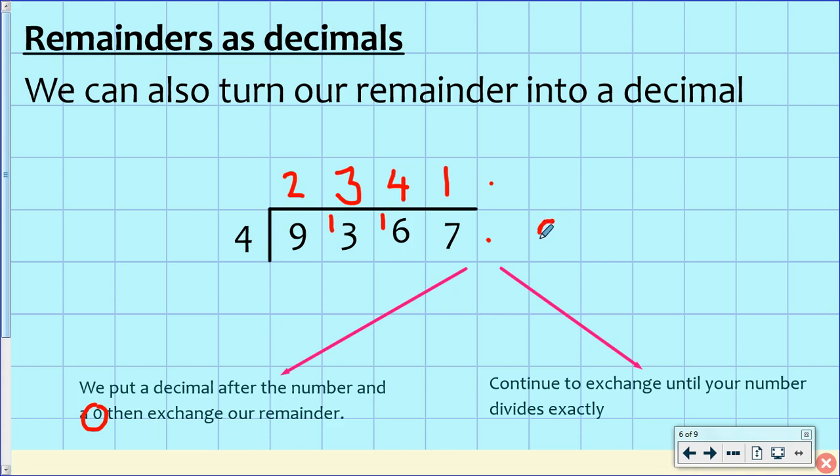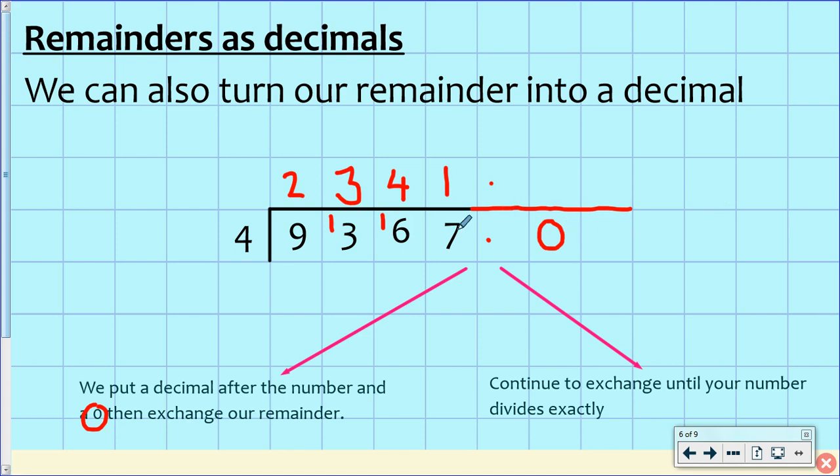So I'm going to put a 0, and I may just need to make my bus stop now, using a ruler, a little bit longer. Okay, so make sure you leave enough room in your books for all of these, because you will probably have to extend your bus stops.